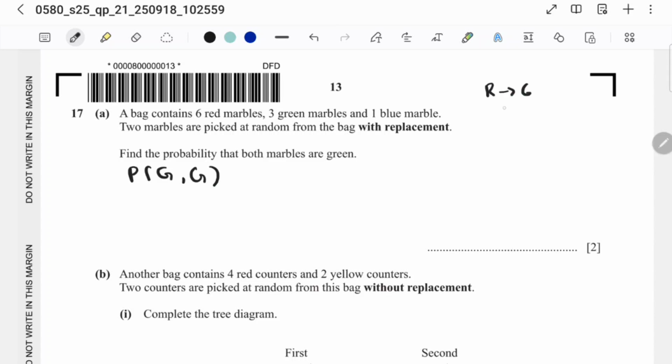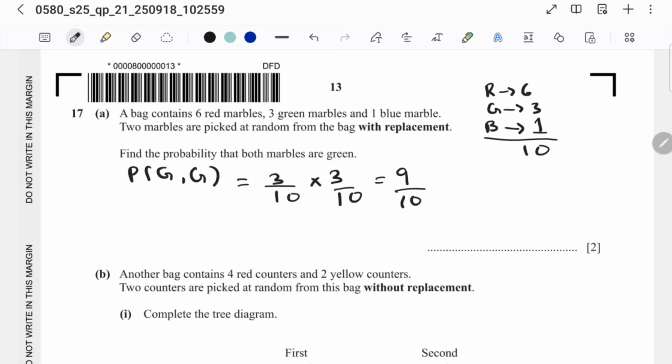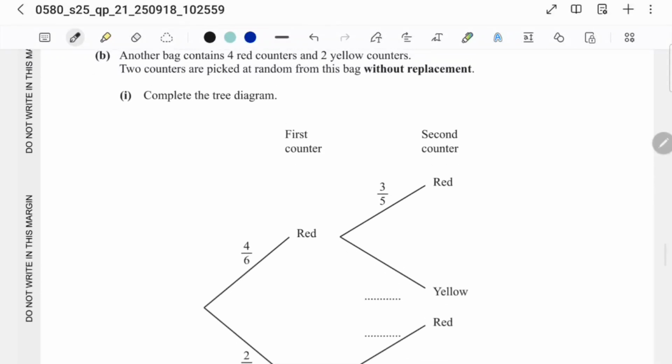Red are 6, green are 3, and 1 is blue. Then the total is 10. Alright, so that is equal to 3 over 10 times 3 over 10 because it is with replacement. Then that is equal to 9 over 100. Now go to part B of the same question.